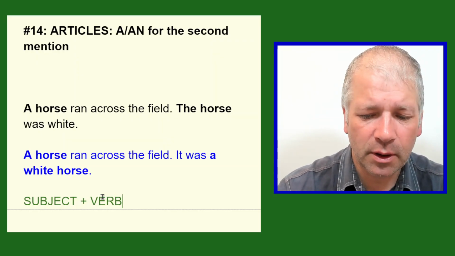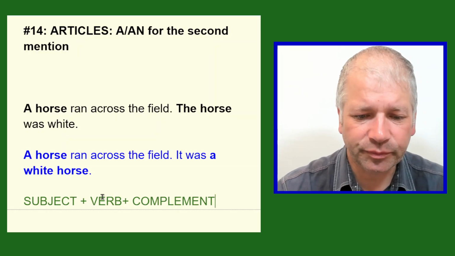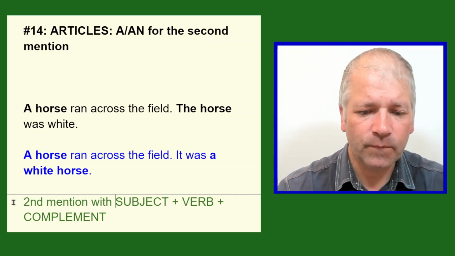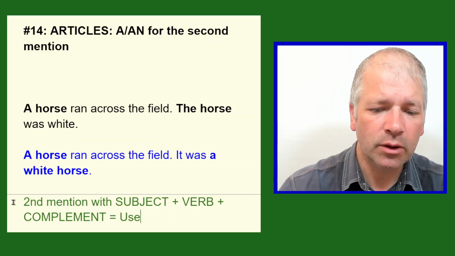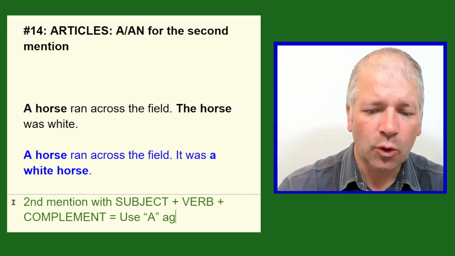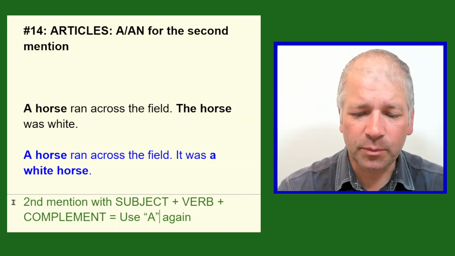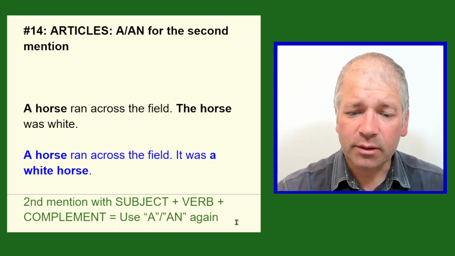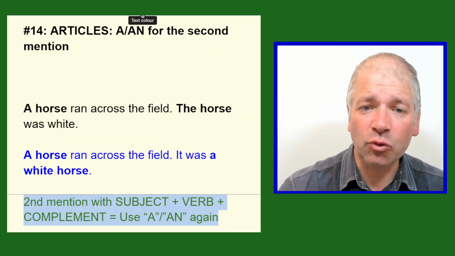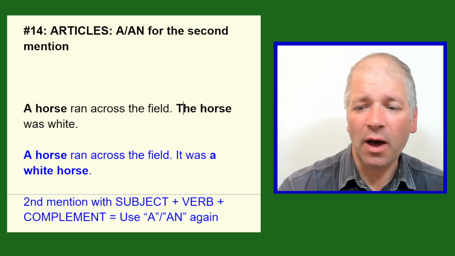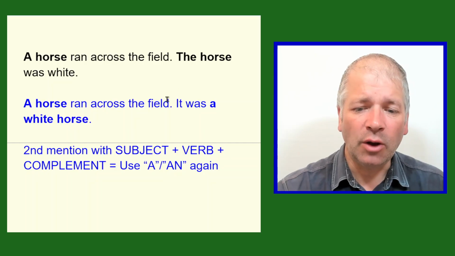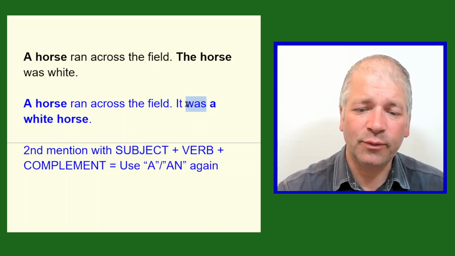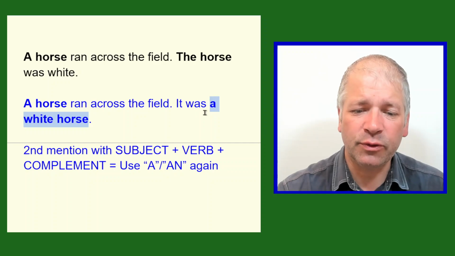subject plus verb plus complement, and it's the second mention, we use a, or of course it could be an if necessary, again. So this is an exception to that rule where you always use the for the second mention. Notice the structure here. It, subject, was verb, and a white horse is the complement.